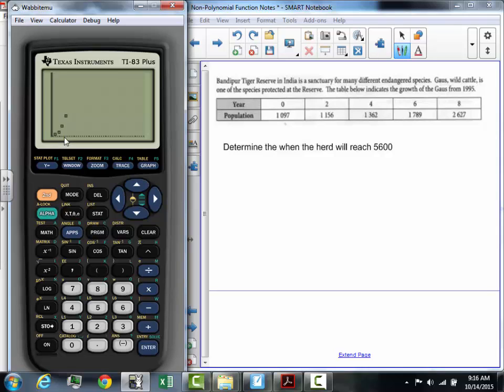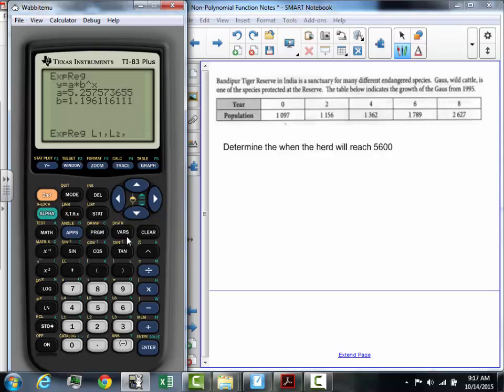Does that work? Then go to stat, over to calculate. 0 is exponential regression, and then just this depends on your calculator. You need L1 and L2 if it doesn't default to those ones. And then you need to tell it where to put the equation when you're done.